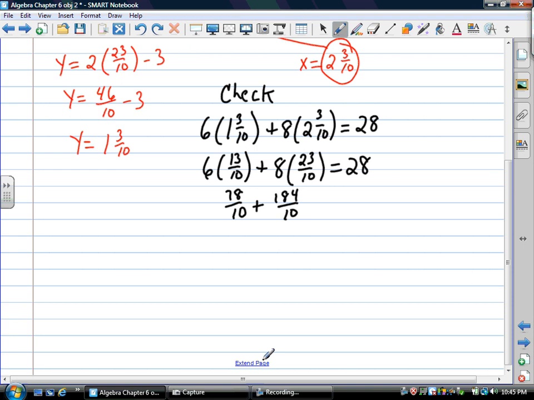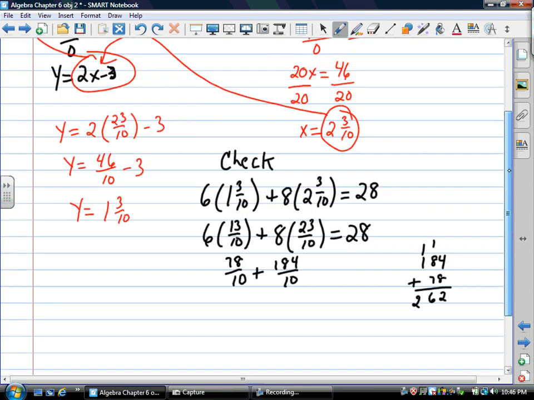184 and 78. I'll do that over here. It's kind of late, doing this about 11 o'clock at night, so my mental math abilities aren't what they should be. 4 and 8 is 12. 2 carry the 1. 8 and 8 is 16. 6 carry the 1. We get 262 over 10. Something's not right, because 262 over 10 does not equal 28.